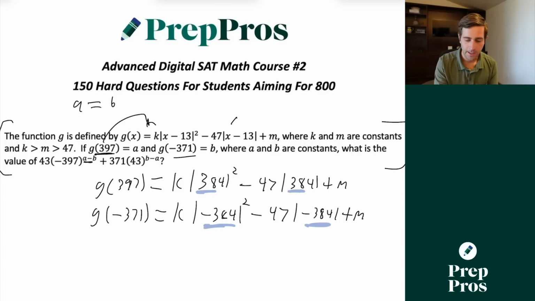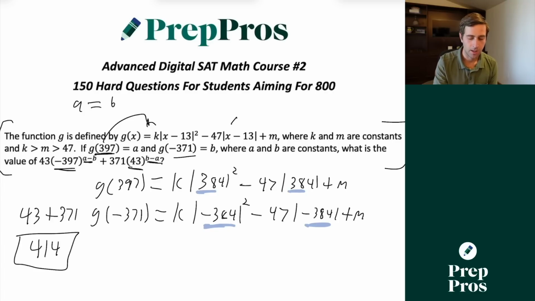Well, anything minus itself is always 0, and anything to the 0 power is 1. So this is really just the same as 43 plus 371, because this to the 0 and this to the 0 are both equal to 1, and that will give us our correct answer of 414. Not nearly as awful as it looks, but if you haven't been exposed to these varieties or aren't familiar with some strategies around solving stuff like this, it can feel really impossible on test day.